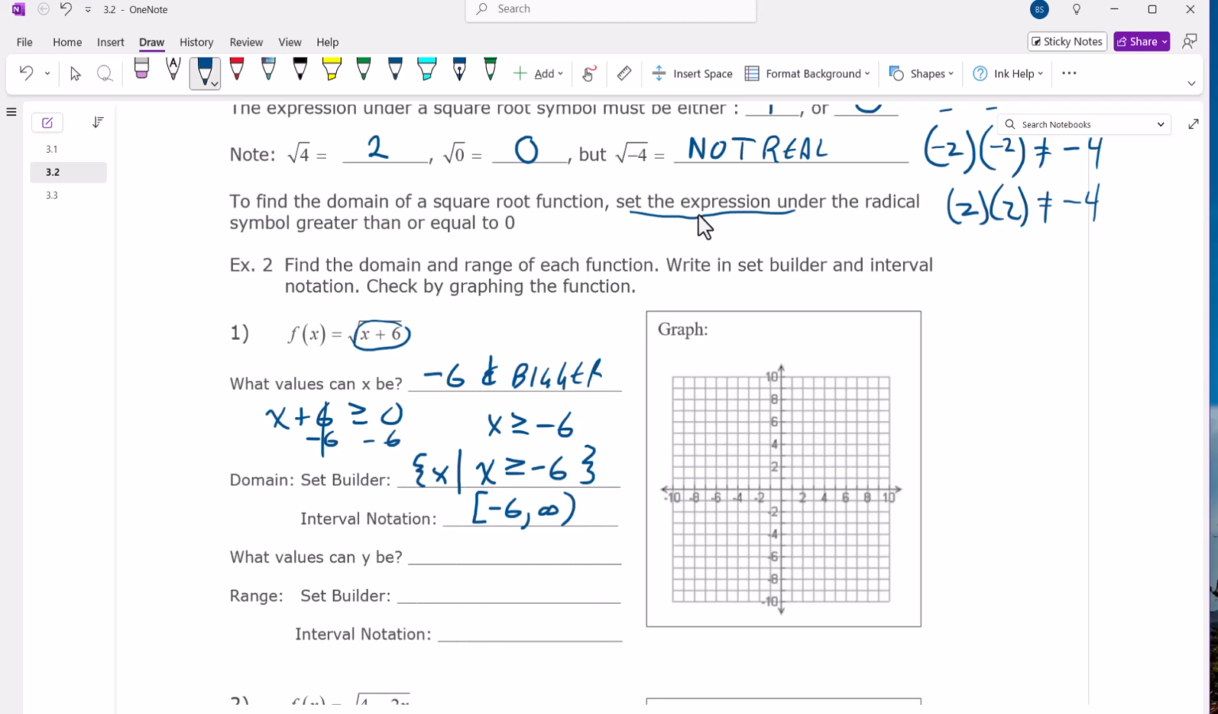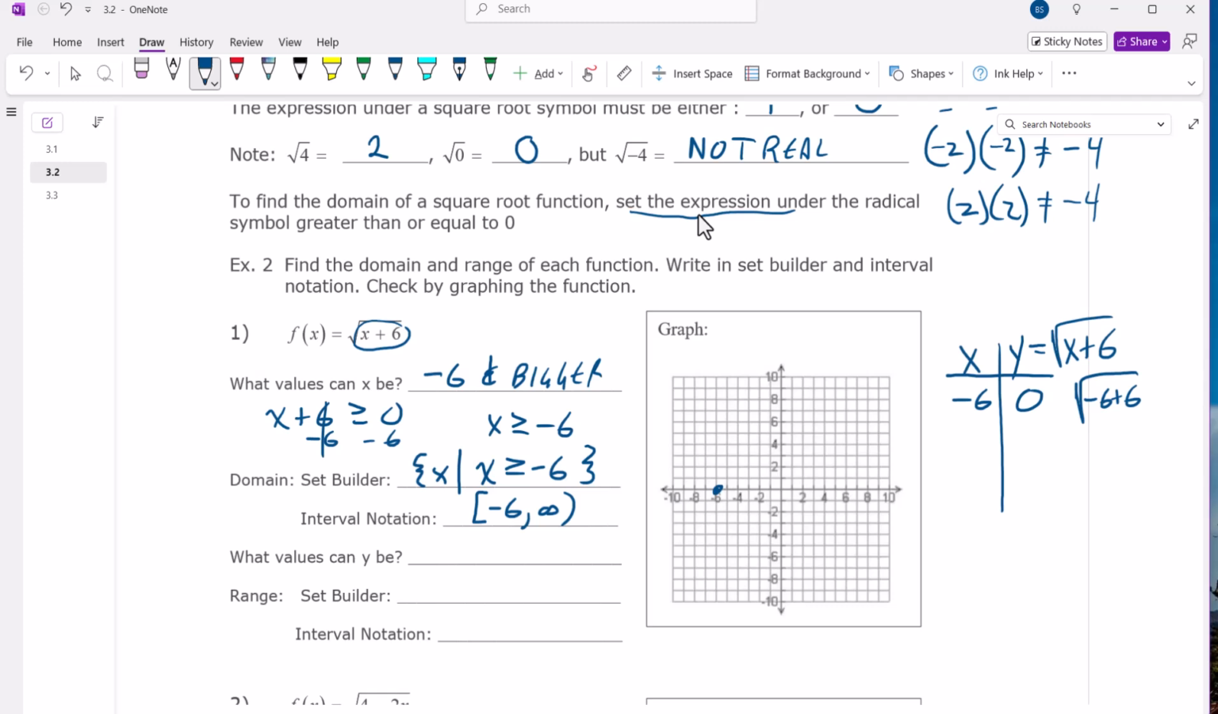Okay. Now, what will happen on this one, if I went through and just made a table of values, is we would start at negative 6. So if we did negative 6 plus 6, we would get square root of 0, so that would be a point negative 6, 0.